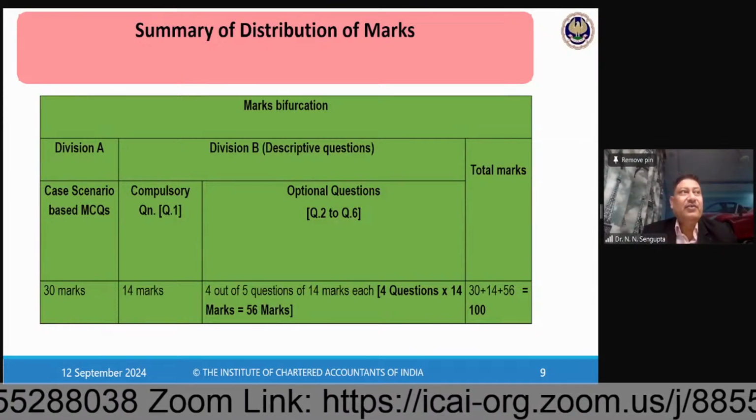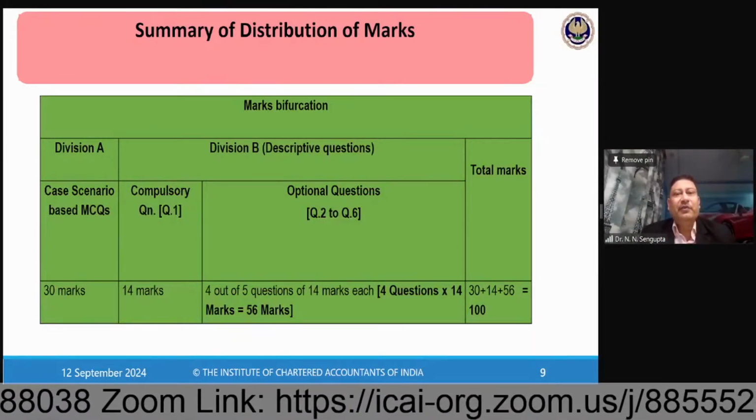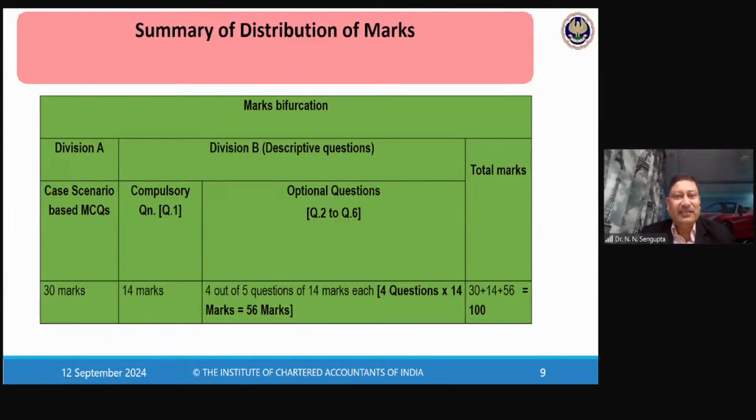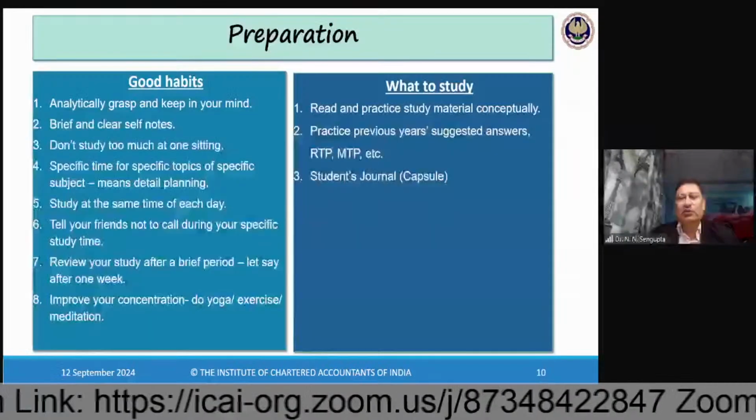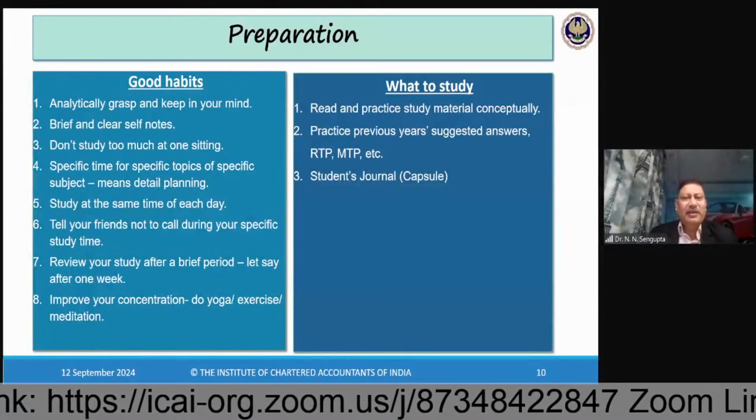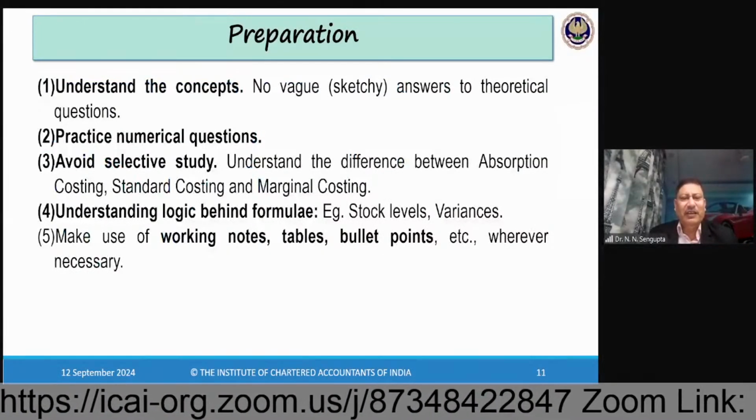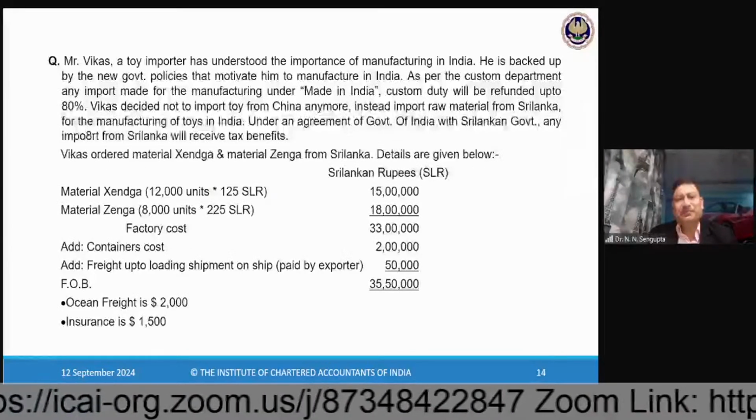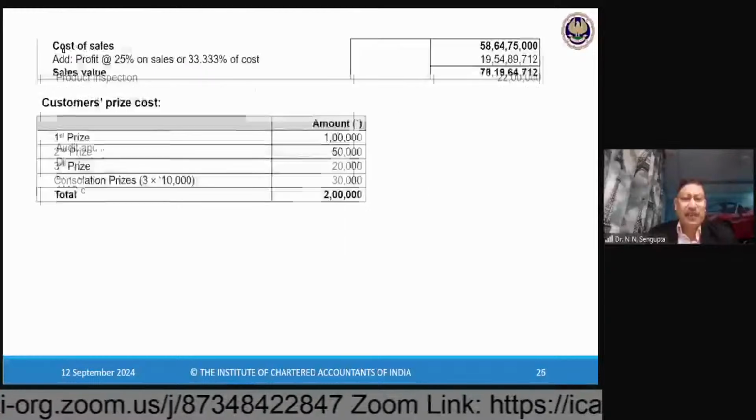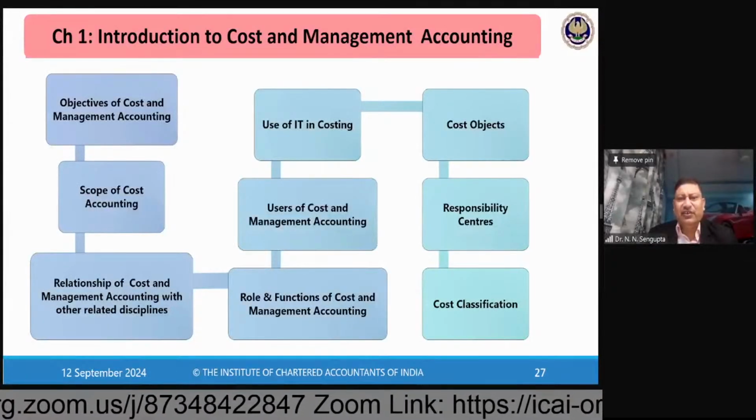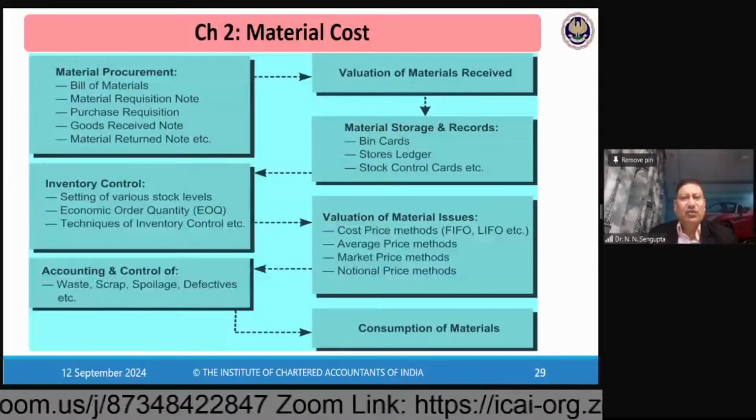So you can refer to the question paper for the May examination, as well as for the upcoming examination in September 2024. You can always refer to those question papers to see how the question paper is coming. These good habits and other things, obviously, we'll be discussing in detail. Now, very briefly, 2 minutes, I will just spend on the overall subject. This introduction, sir will be taking.